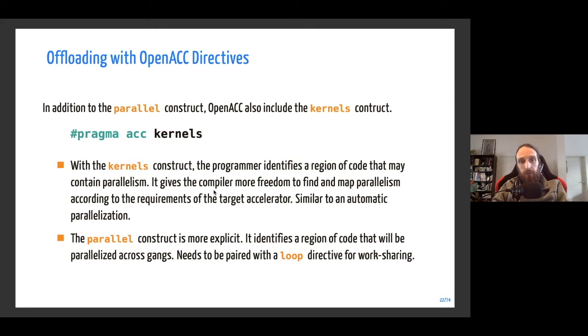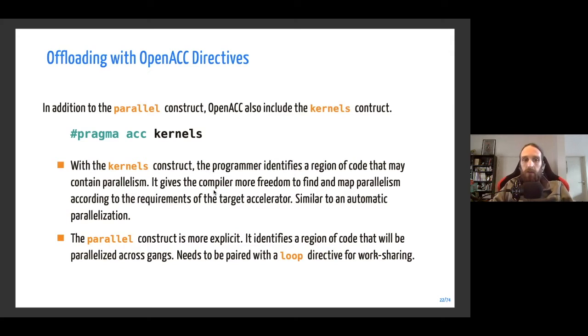And in addition to the parallel construct, OpenACC includes the kernels construct. With kernels, you just say to the compiler that you want to offload part of the code and that this code may contain parallelism. The compiler is free to map the parallelism to the accelerator, and this is very similar to automatic parallelization. So you just mark a block of code and say, okay, in this code there is probably a lot of parallelism, find it.